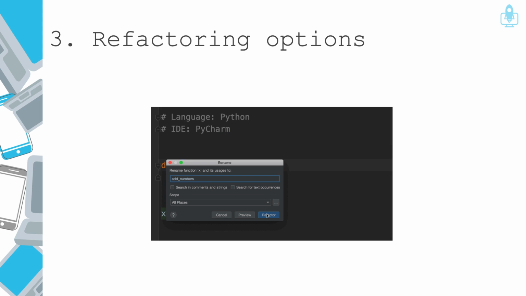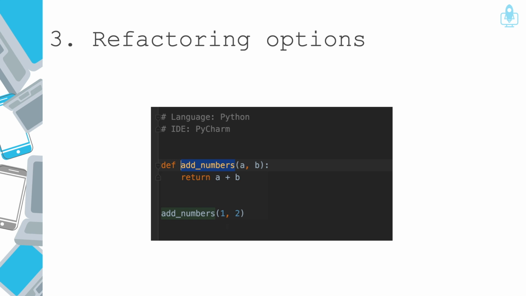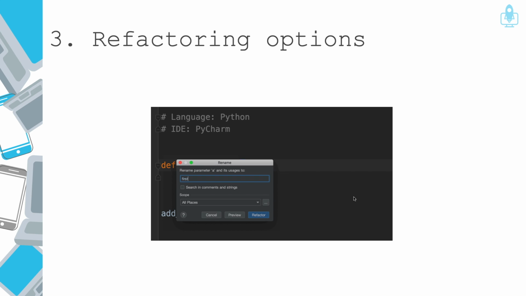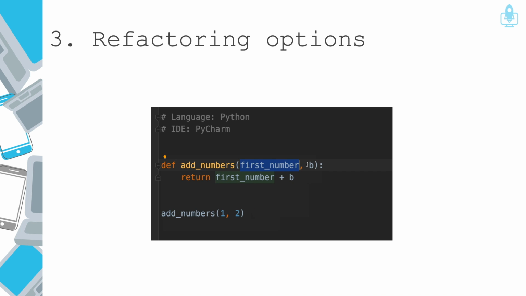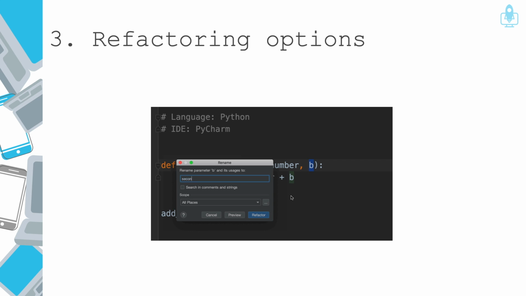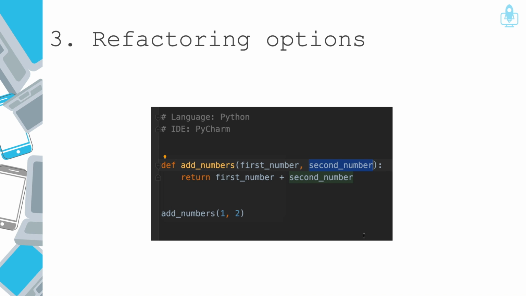After writing the new name for my function, I can see that all the references were correctly updated. This can also be done for the a and b variables, which can have more descriptive names, like first number, and let's say second number. Yeah, way better. Now I can clearly see what the add numbers function is doing.